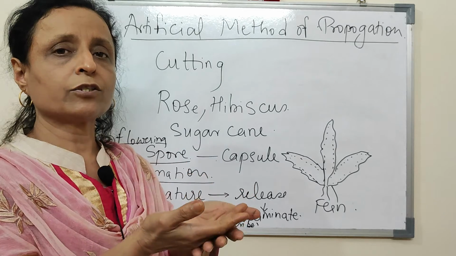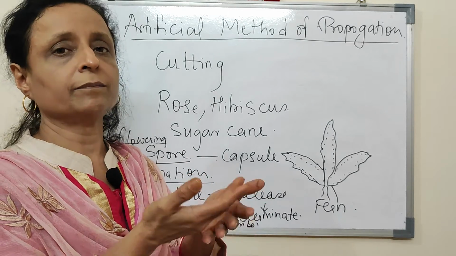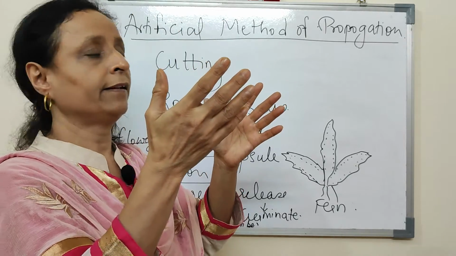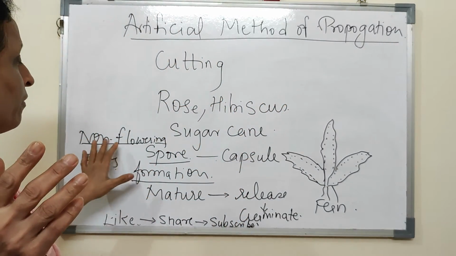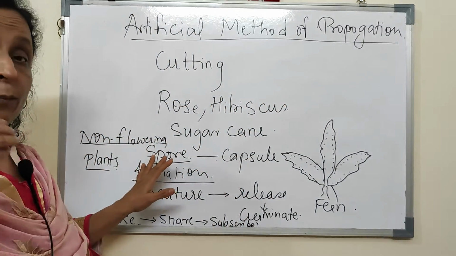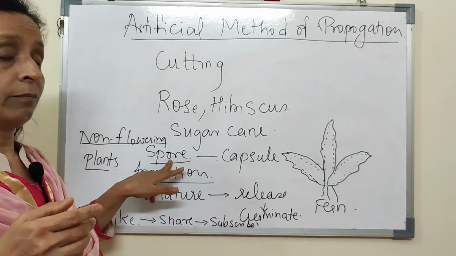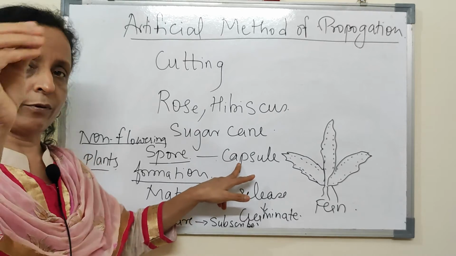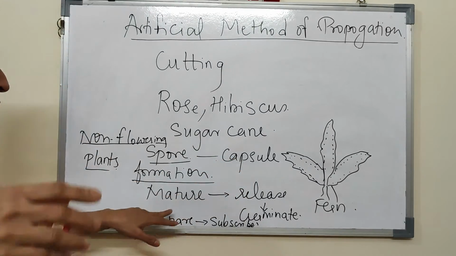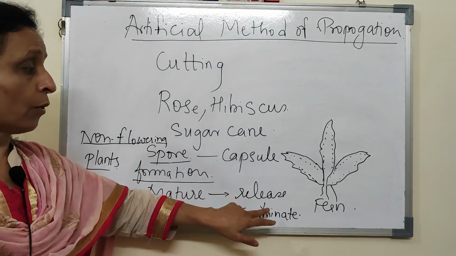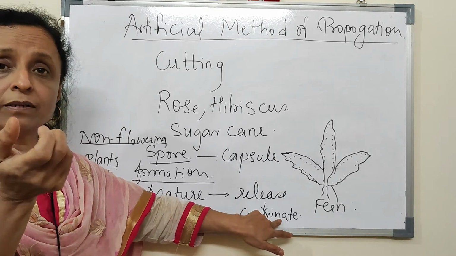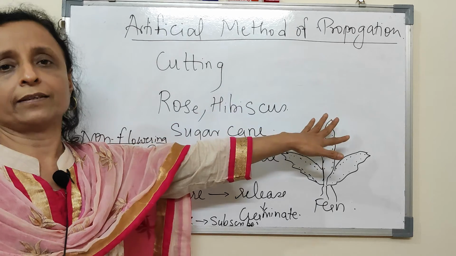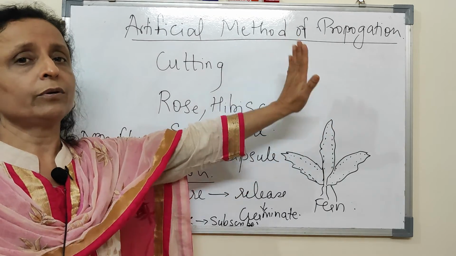Whenever it gets a suitable substratum, it will germinate into a new fern plant. This is how non-flowering plants propagate, by spore formation. Spore is there in the capsule. When it matures, the capsule breaks, it releases the spore, and as the spore gets suitable conditions, it will germinate into a new fern plant.